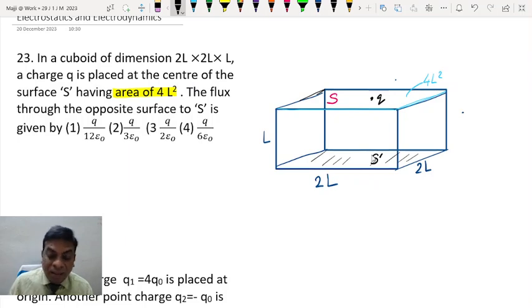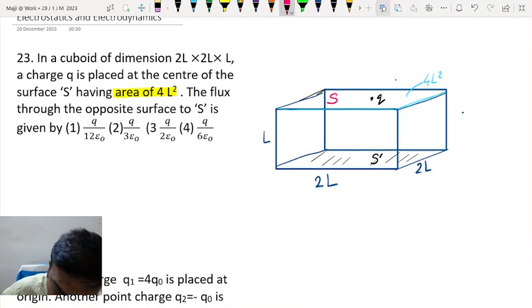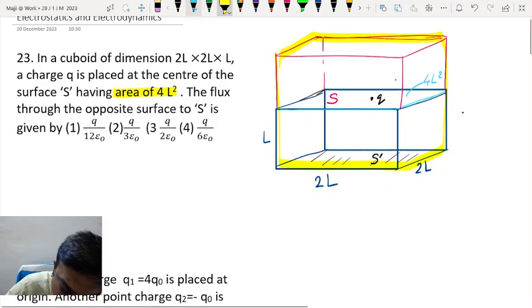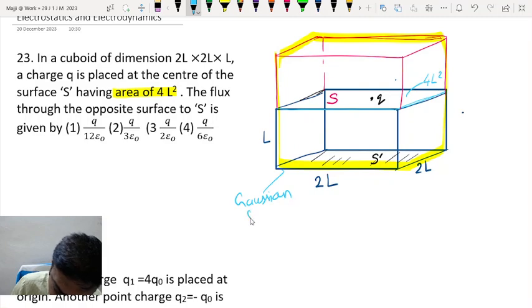Just place another identical cuboid on top of this. I'll mark the cuboid with a red color so that you understand that it is an additional cuboid which has been placed above this, and this cuboid is identical to the previous one. So this is how you place it. Now you can treat the entire body, that is the cube, as the Gaussian surface. This is the Gaussian surface.